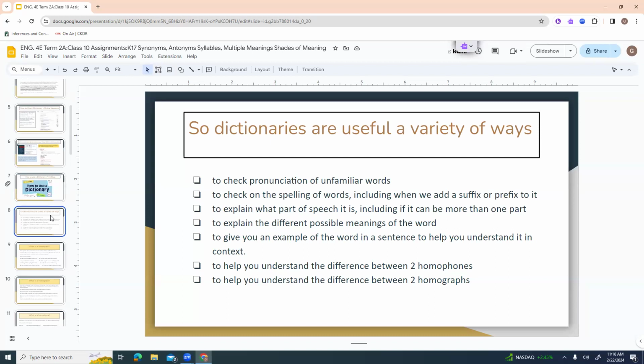Sometimes we don't realize that a word like run, for example, might have a lot of different meanings that we're so used to hearing, we automatically adjust in our head. But a more complicated word might also have different possible meanings, but we're used to only hearing it one way. So that kind of helps you with those things. I also like that most dictionaries will give you an example of the word in a sentence to help you understand it in context, and it will help you understand the difference between two homophones and two homographs, which we're going to talk about next.